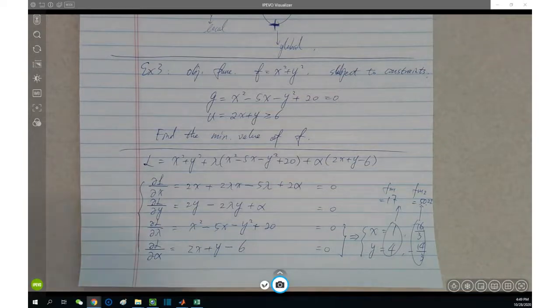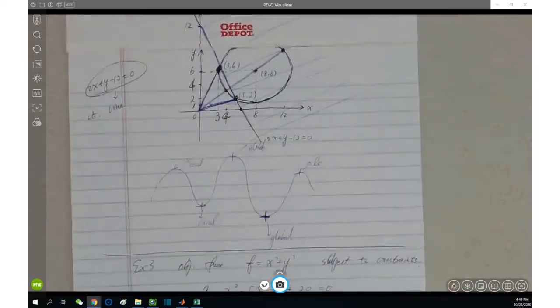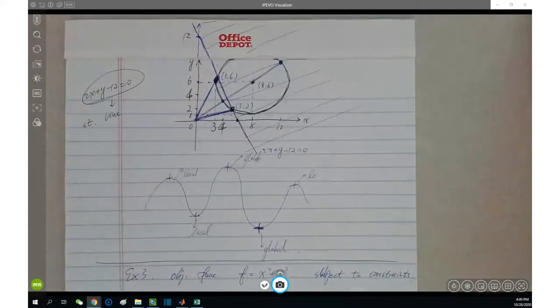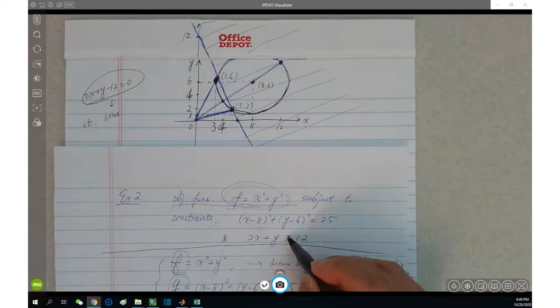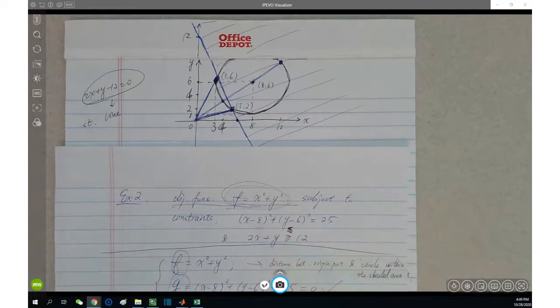All right, if no questions, let me ask you one. Once again, go back to example 2. Let me ask you this. What are we going to do if this problem is this way? Instead of greater or equal, it is less or equal than 12. What are you going to do? Anyone, any idea?